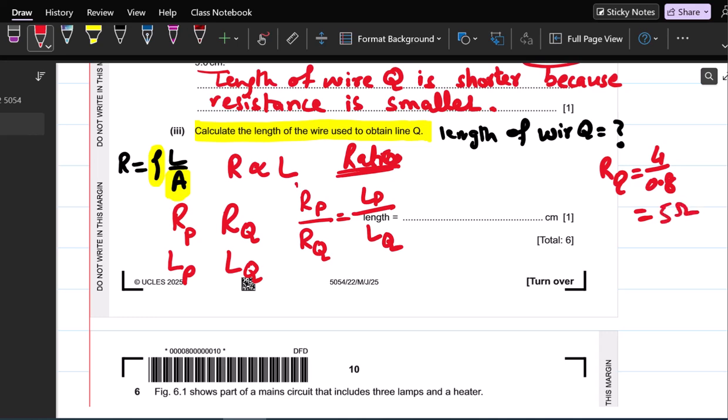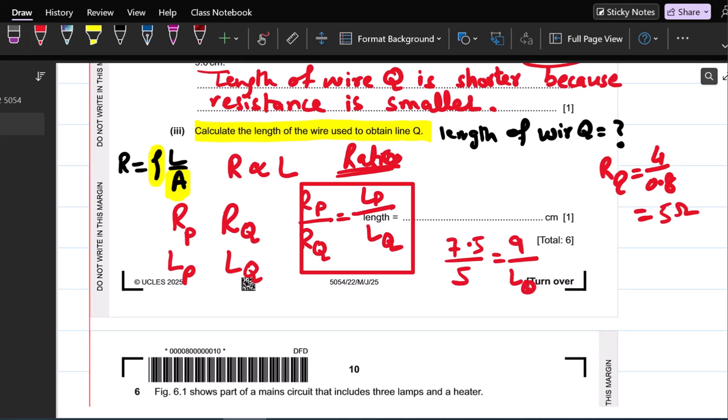So using this ratio, RP was 7.5 divided by 5, the length of wire P is 9, and we have to find LQ. If you simplify this, you will be getting LQ is equal to 9 times 5 divided by 7.5. If I calculate, I'm getting 6 centimeters. So this is going to be 6. So we are done with this question.